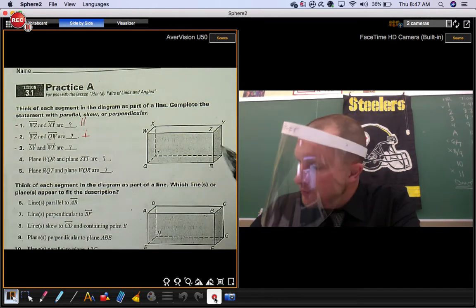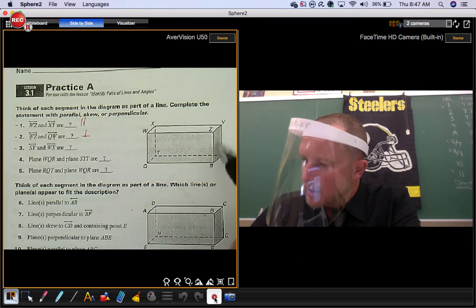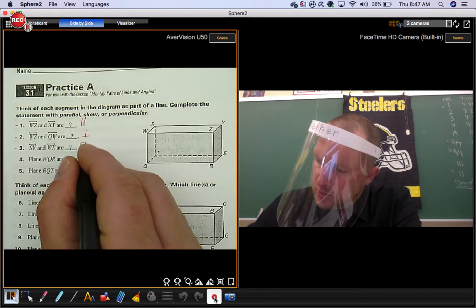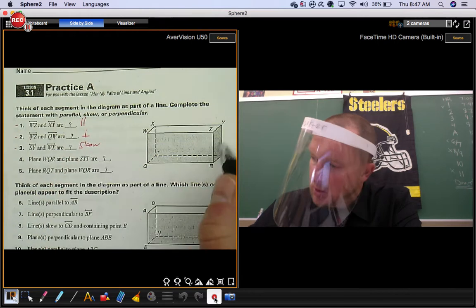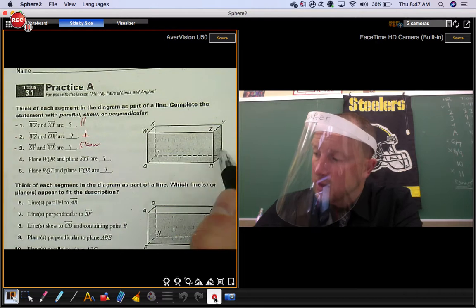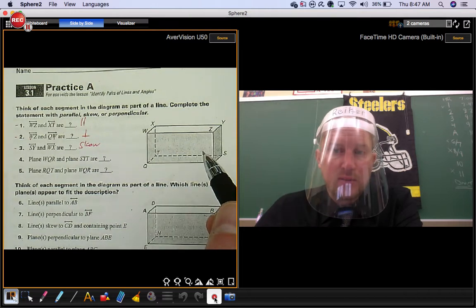Number 3, line SY and line WX. This is an example of skew. These lines don't touch, and they're not parallel either. These lines are not in the same plane.